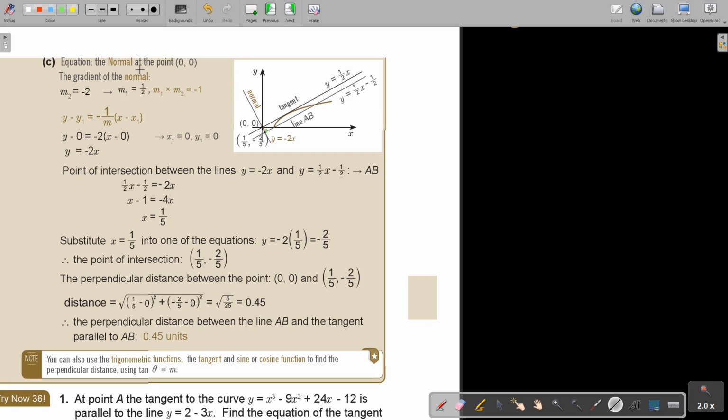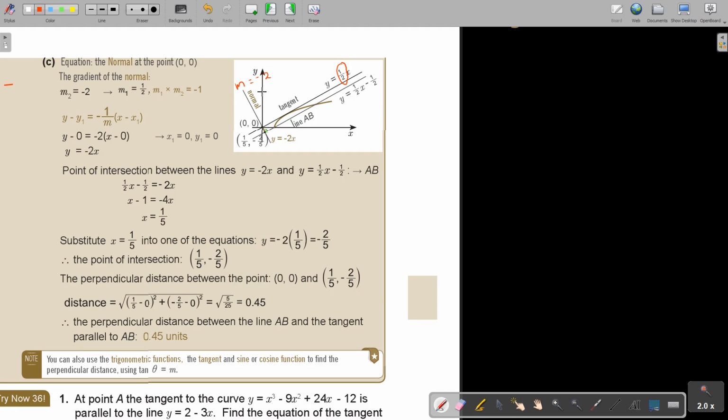So the equation of the normal at the point 0, 0. I decided to take it here because I know it's going through the origin, so 0, 0. So the gradient of the normal will always be perpendicular. So it was that half, can you remember? Let me rather write it first. This gradient is a half. So the gradient of the normal will be the reciprocal with a different sign. So it is -2.